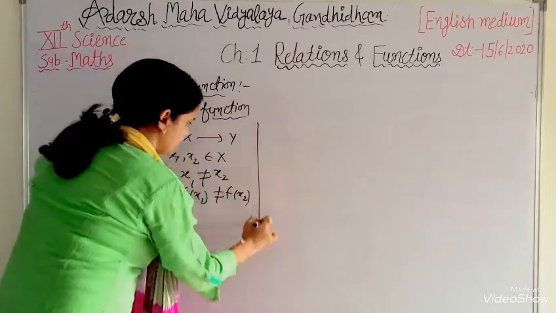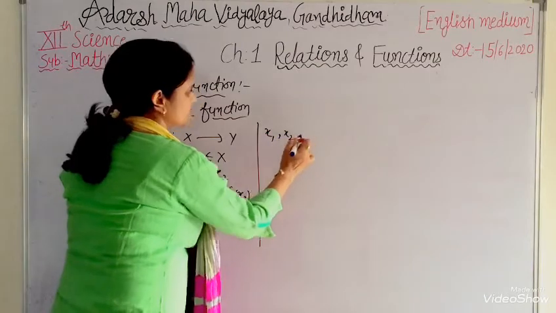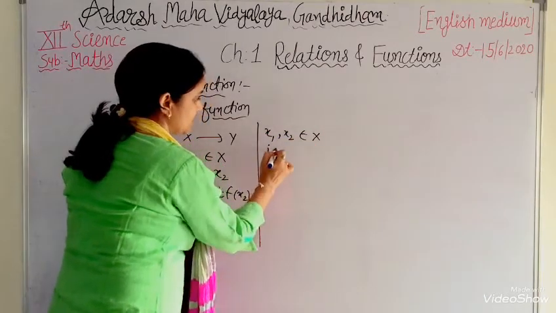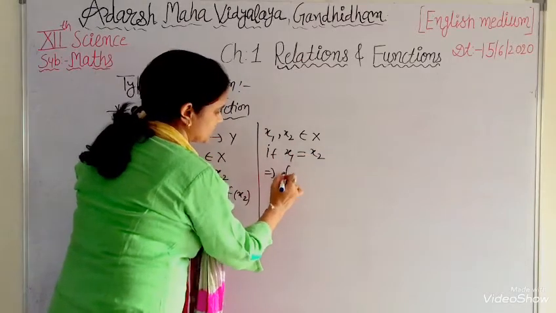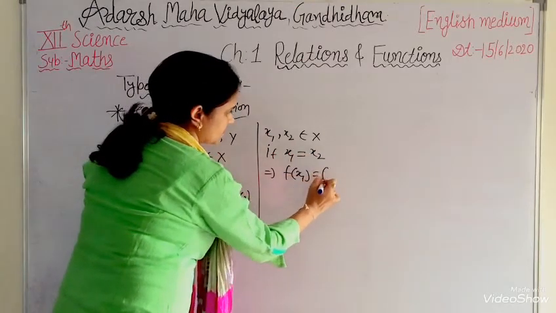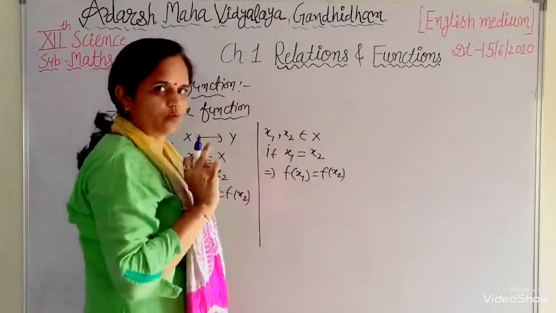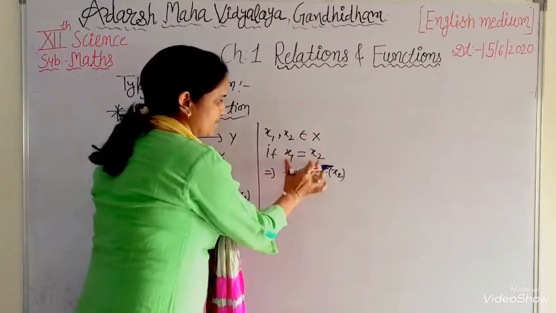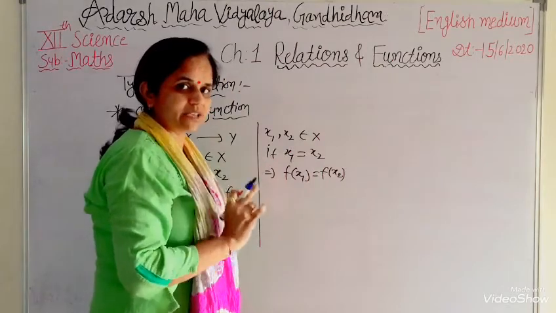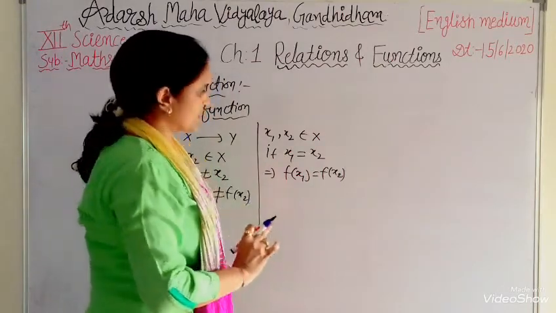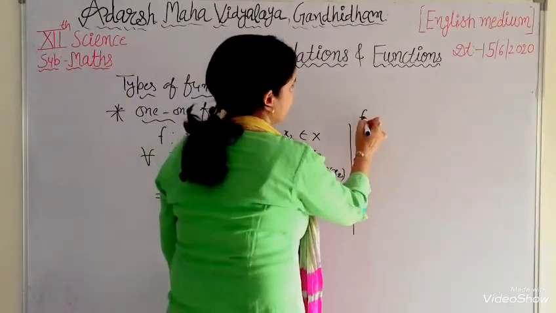Okay? And if you are taking the same element x1, x2 belongs to X, if x1 is equal to x2, that implies f(x1) is equal to f(x2), then also the function is one-one. It means if the elements of set X are equal, then their images are the same. Okay, student? Now, try to understand by an example.